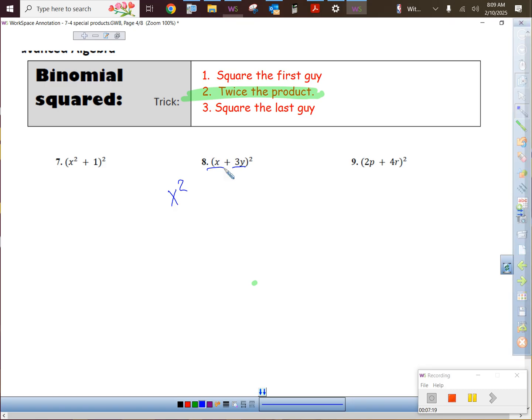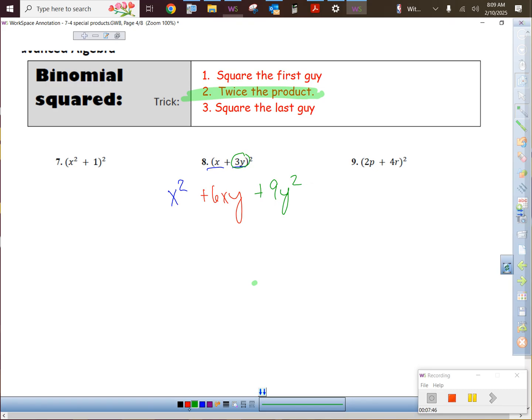But won't that show up twice? Are you with me? You have 3xy and another 3xy. So 1, find the product. Now double it. What's 3xy times 2? 6xy. Are you with me on that one? And then the last move is square the last guy. We're going to take 3y and square him. What's 3y squared? It's 3y times 3y. Wouldn't it be 9y squared in that scenario? That's it, man. Square the first guy, twice the product, square the last guy.